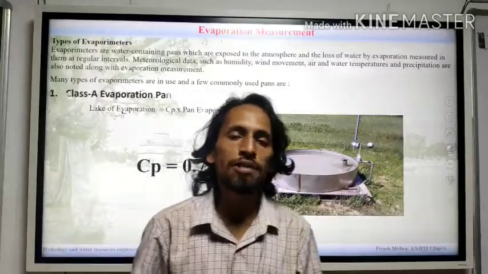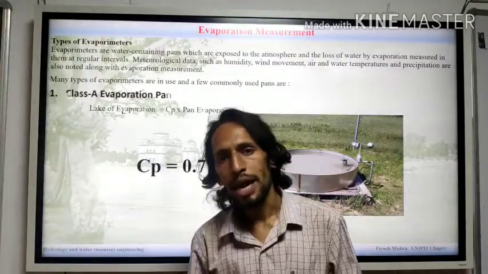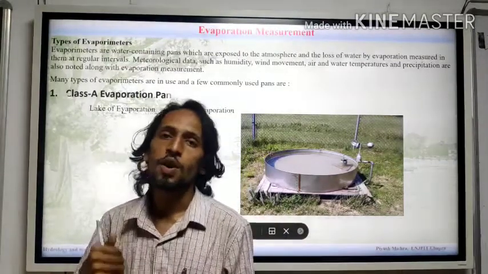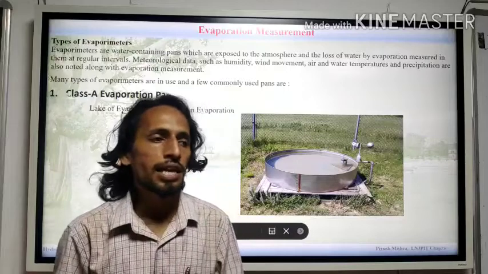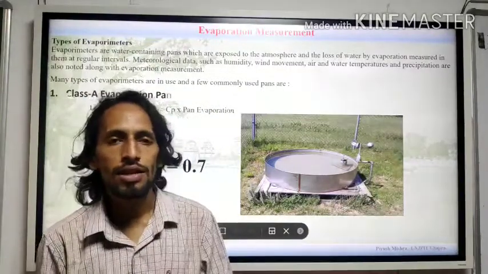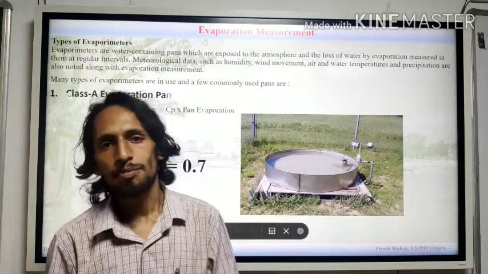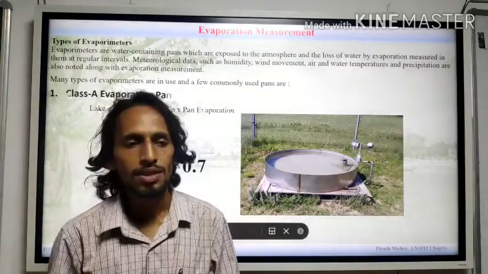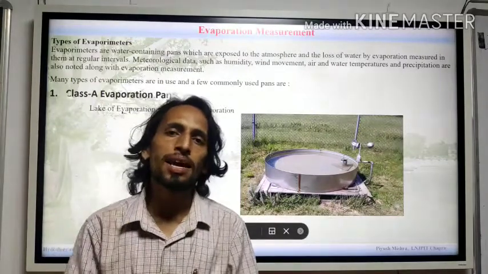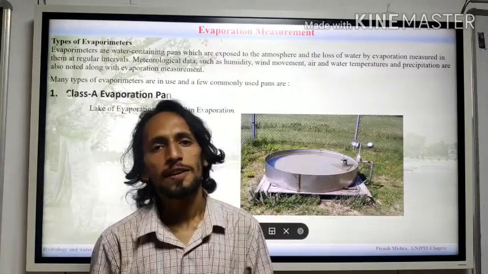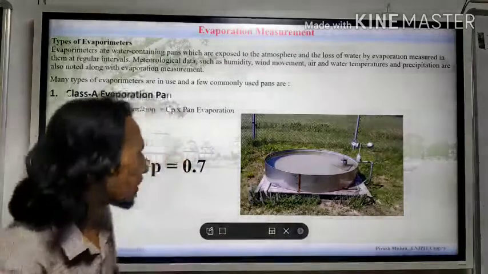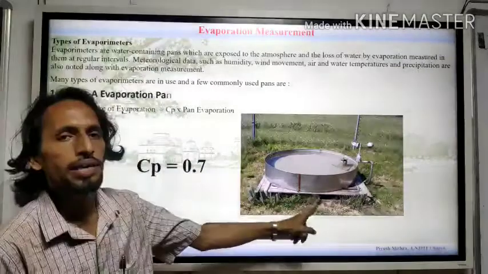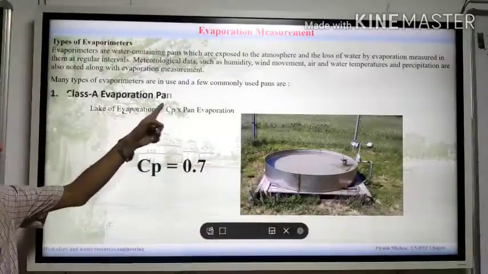Now you know evaporation. What do you mean by evaporation? How do lakes suffer evaporation? Which kind of lakes suffer more evaporation? Now, if I ask you to measure evaporation, how are you going to measure it? We have a very simple technique to measure evaporation. You take this kind of instrument. This instrument is called an evaporation pan.